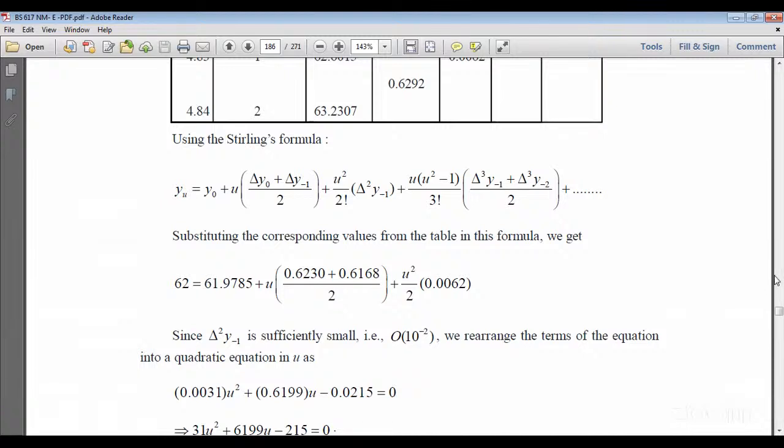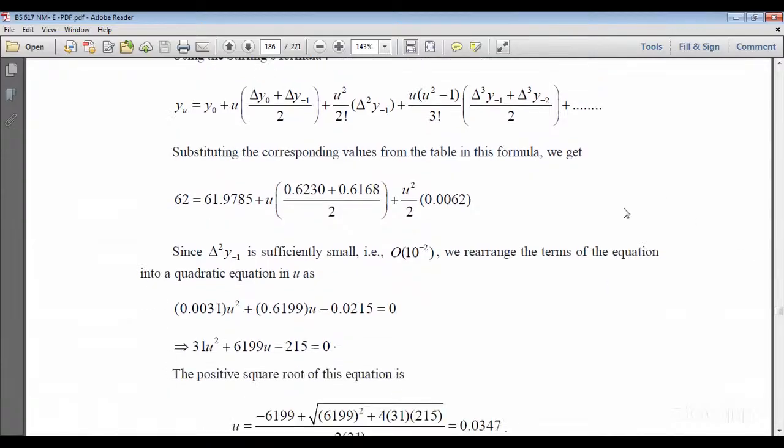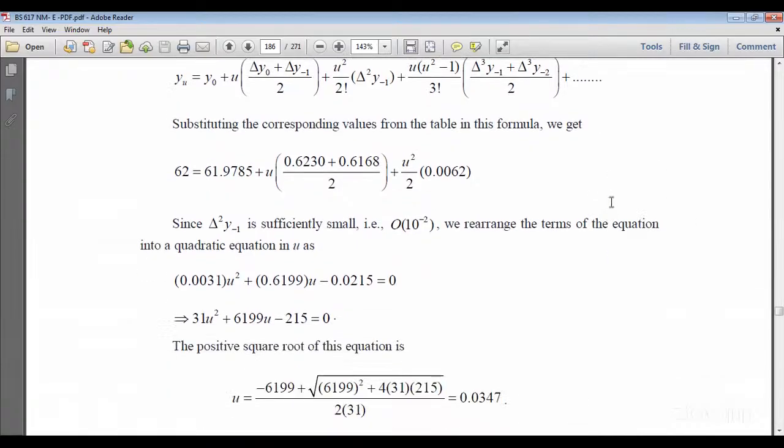So y naught plus u (delta y naught plus delta y minus 1) by 2, plus u square by 2 factorial delta square y minus 1, plus u into (u square minus 1) by 3 factorial (delta cube y minus 1 plus delta cube y minus 2) by 2. Substituting the corresponding values from the table, 62 is equal to 61.9785 plus u into (0.6230 plus 0.6168) by 2 plus u square by 2 into 0.0062. So therefore, we get a quadratic in u. Now simplifying.